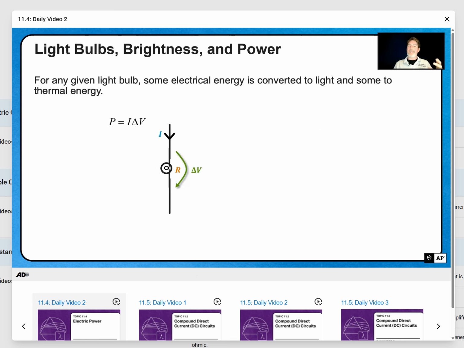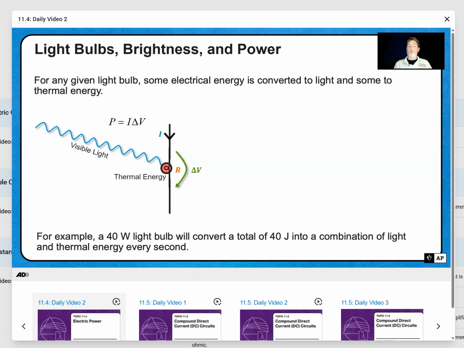So if we look at light bulbs and their brightness as related to power, for any given bulb, it's going to give off some amount of energy as visible light, and some is going to be converted into thermal energy. The bulb is going to warm up. For example, a 40-watt light bulb will convert a total of 40 joules in a combination of visible light and thermal energy, heat, every second. It might be 2 watts of visible light versus 38 watts of thermal energy. It depends on the efficiency of the light bulb, right? But it's going to give off that much energy.